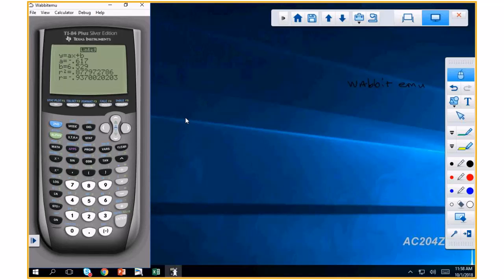And you can pull these calculators up on your phone if you have a Droid. If you have an iPhone, you have to go look for it. And I think you have to pay for it.